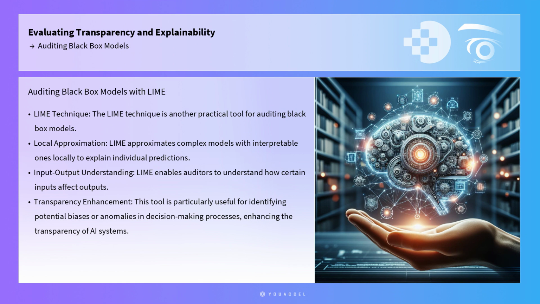Furthermore, the LIME technique is another practical tool for auditing black box models. LIME approximates complex models with interpretable ones locally to explain individual predictions. By generating interpretable models that mimic the behavior of black box models in specific instances, LIME enables auditors to understand how certain inputs affect outputs. This tool is particularly useful for identifying potential biases or anomalies in decision-making processes, enhancing the transparency of AI systems.